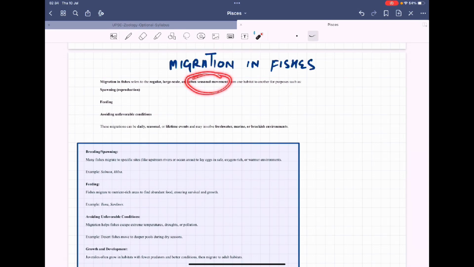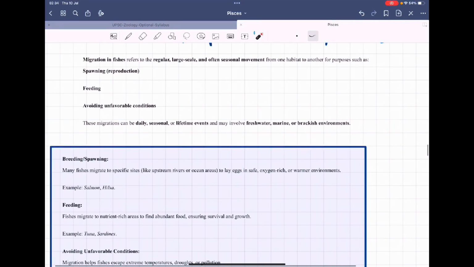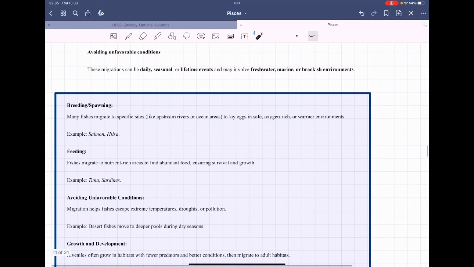and often seasonal movements from one habitat to another for the purpose such as for spawning, for feeding, or for avoiding the unfavorable conditions. The migrations can be daily, they can be seasonal, they can be lifetime events, and they involve the movement from freshwater to marine to freshwater, or from brackish to freshwater. So this is how the migration takes place from one place to another.